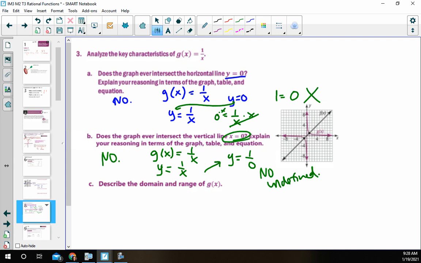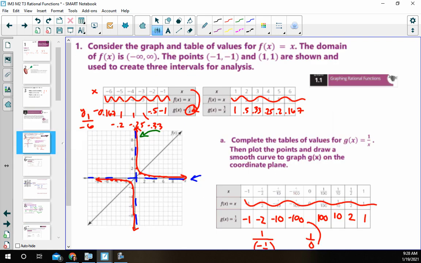So it says describe the domain and range. If I look back at this graph, my domain is on my x values. If this goes forever to the left, I'm covering all the x values to the left. I'm also covering all the x values to the right. But the problem is I can't cover this asymptote. I'm not crossing at the x value of 0.